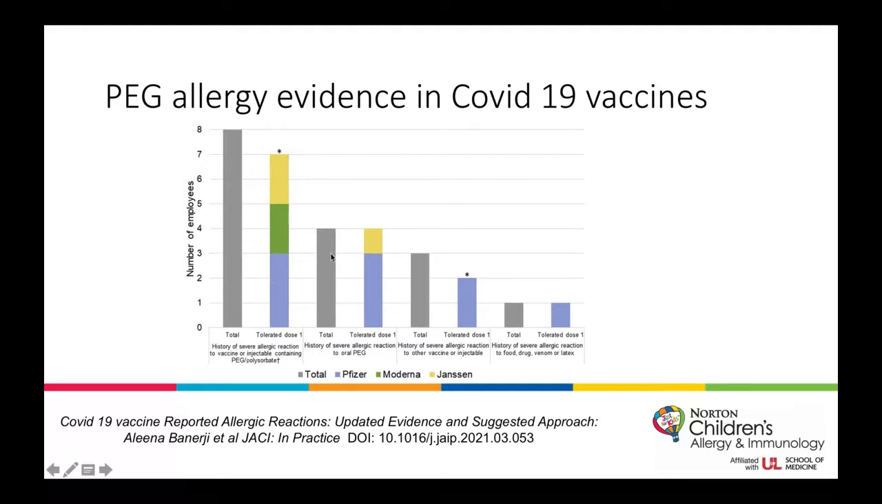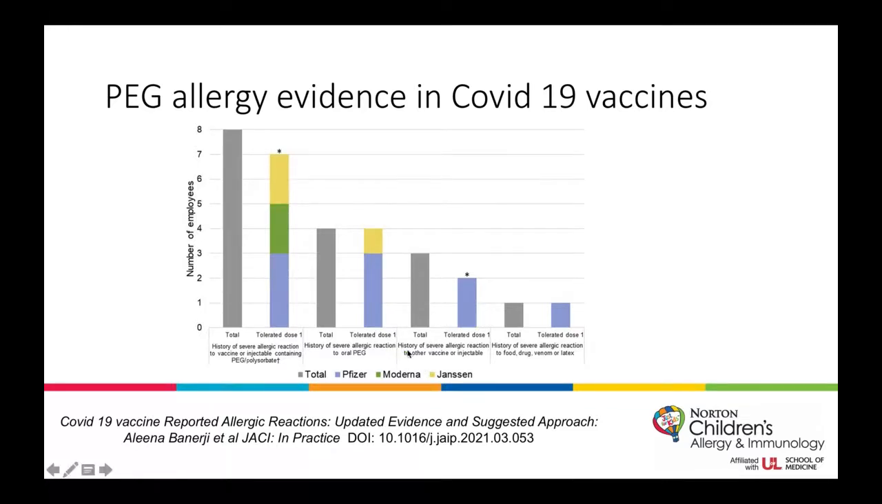published. And 4 patients had a history of severe allergy to oral PEG, so Miralax. 3 out of 4 of them actually ended up tolerating Pfizer. 1 patient actually ended up testing positive to PEG, but like I said, they were able to tolerate the Johnson & Johnson vaccine.